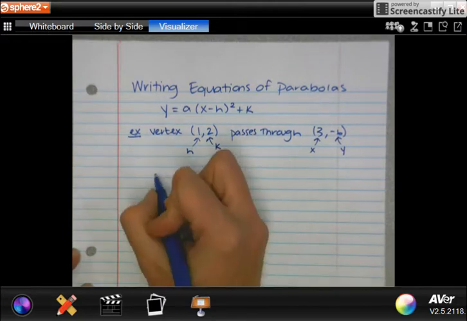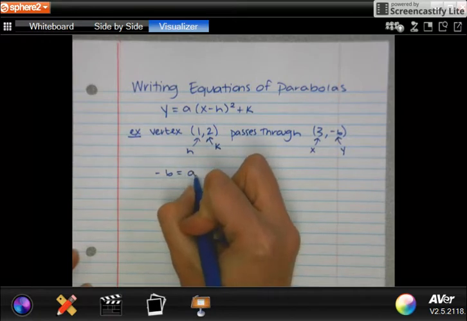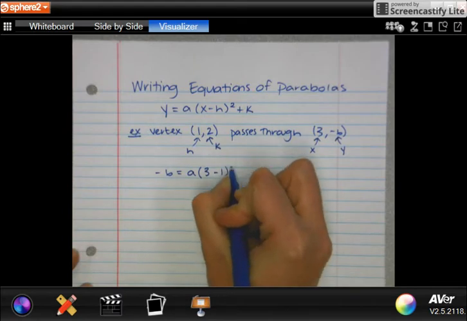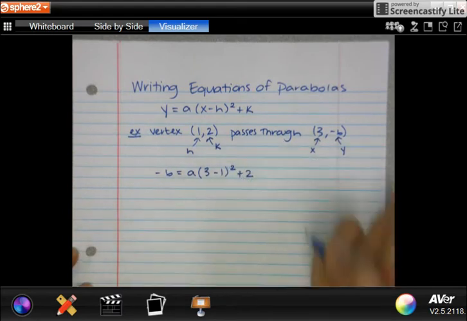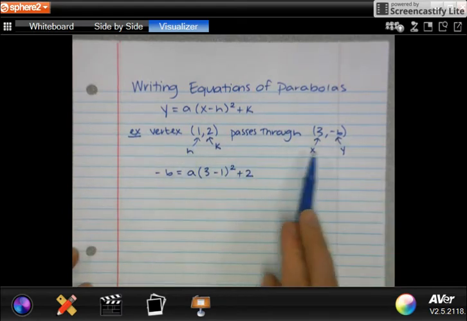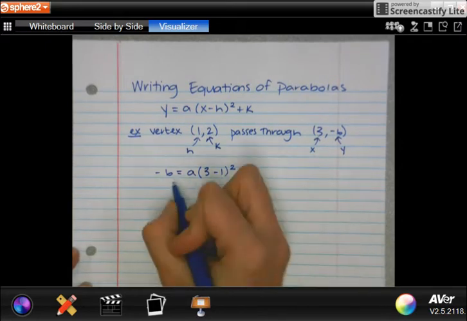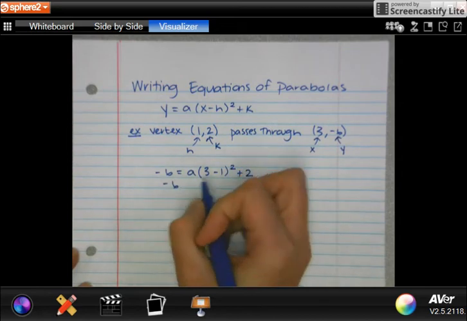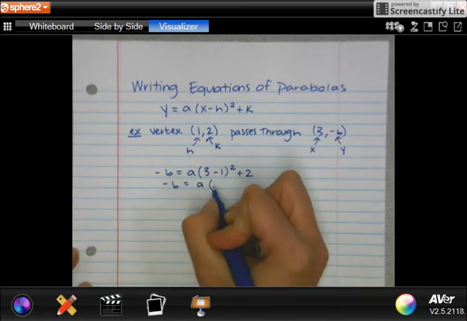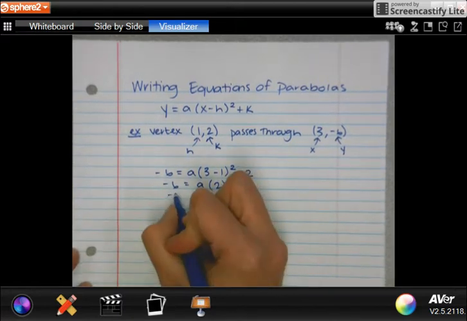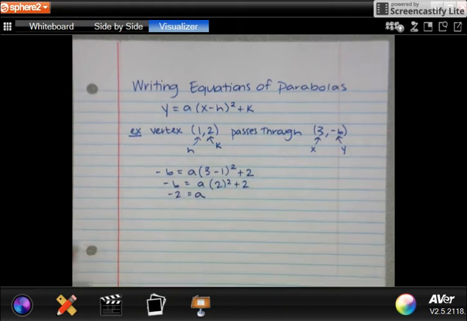So all you're going to do is take h, k, x and y, and plug that into vertex form. So it would look like -6 is equal to, we don't know what a is, we're going to be able to solve for that, a times (3 minus 1) quantity squared plus 2. So all I did was plug in h, k, x, and y, and this is going to let me solve for a. From here, you would get -6 is equal to a times 2 squared. Keep going through, and you should get -2 is equal to a.